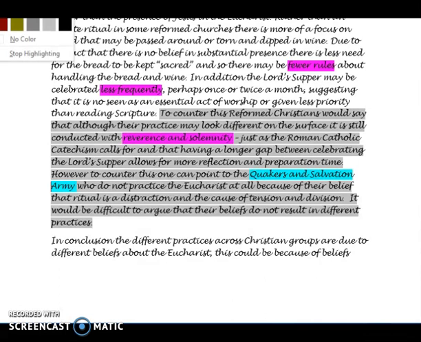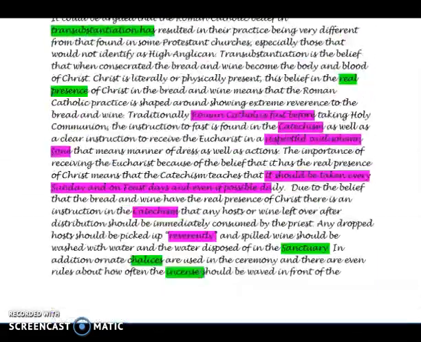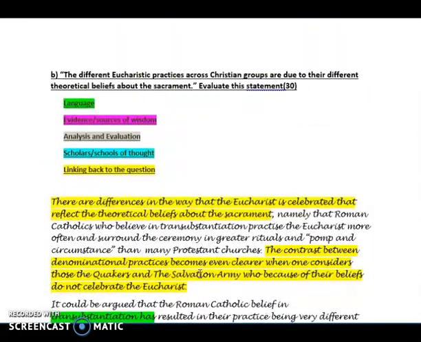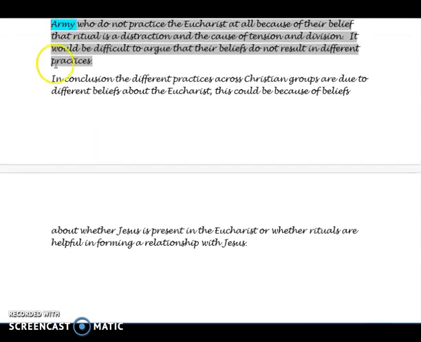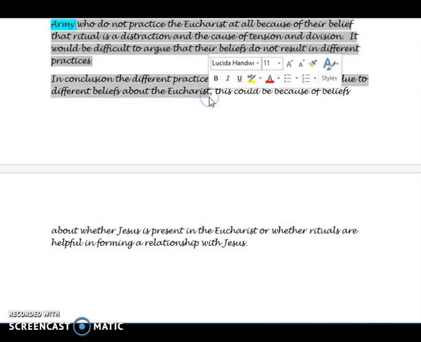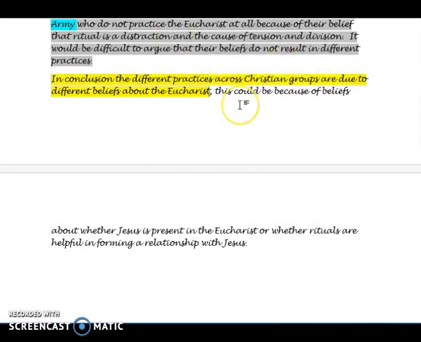So now I'm going to my conclusion. And look how I have linked my conclusion with the statement. So if we go back to the statement, the different Eucharistic practices across different Christian groups are due to their different theoretical beliefs. And then my conclusion reads, in conclusion, the different practices across different groups are due to different beliefs about the Eucharist. So beautifully mirroring my thesis statement and the question.